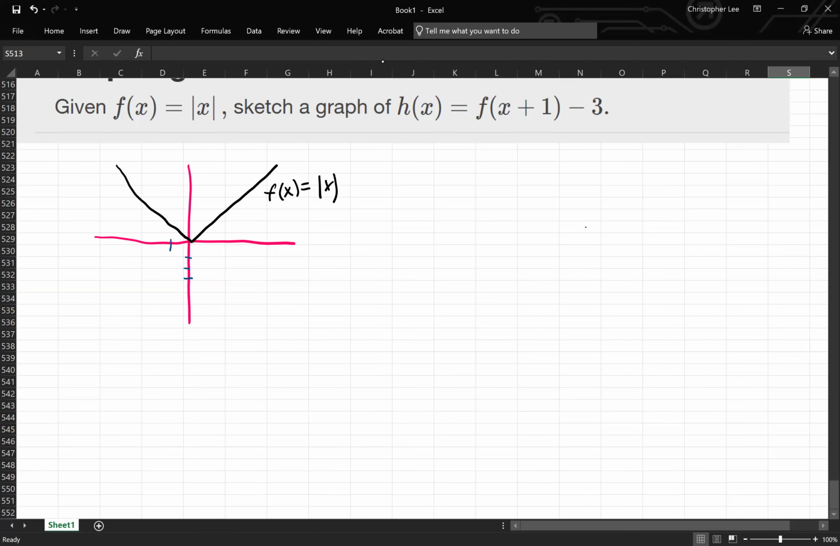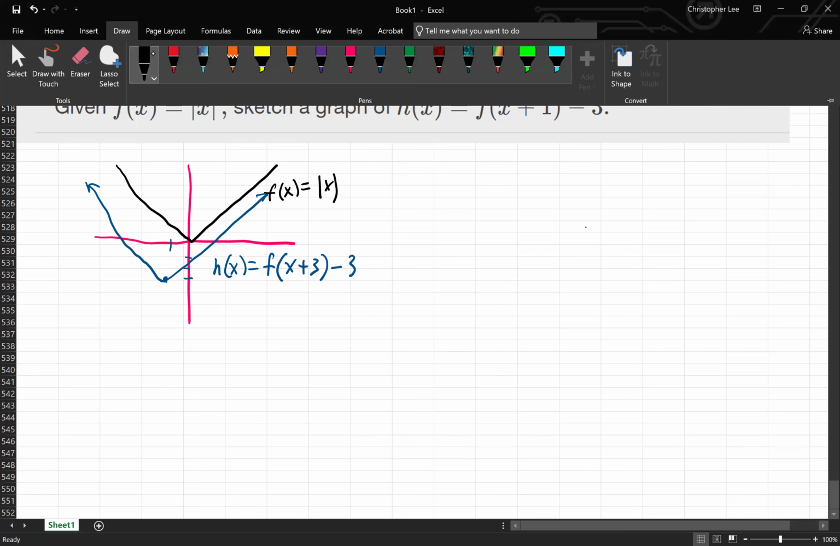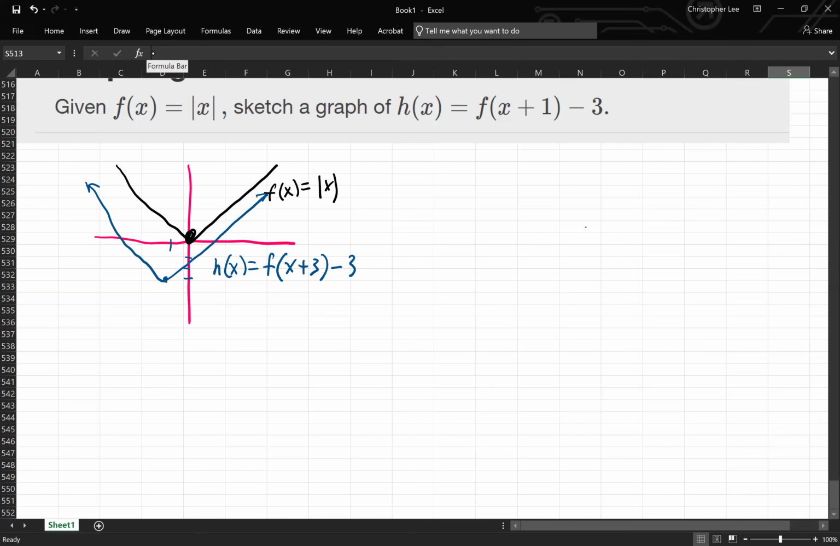1, 2, 3. Boom. There it goes. That's my h of x is equal to f of x plus 1 minus 3. All right. And if you wanted a point, this point here would be 0, 0.